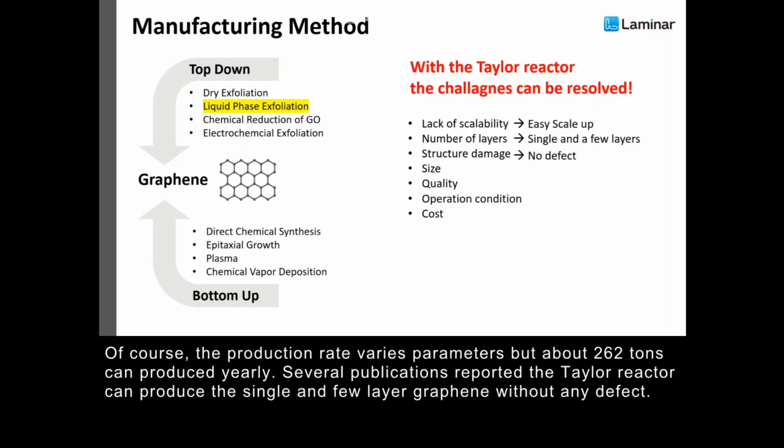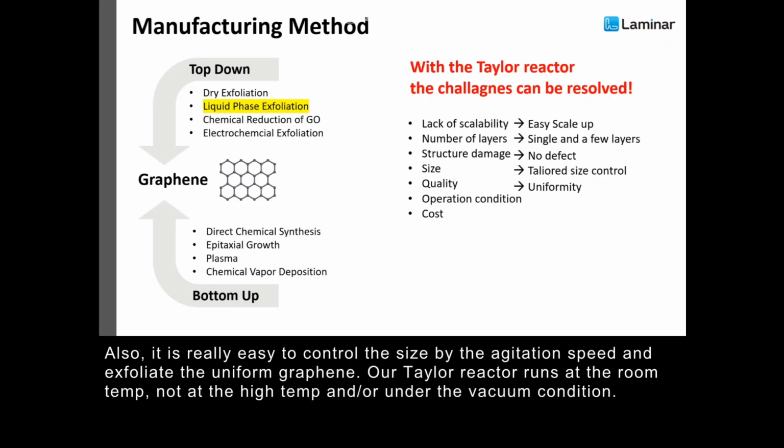Several publications reported the Taylor reactor can produce the single and few layer graphene without any defects. Also, it is easy to control the size by the agitation speed and exfoliate the uniform graphenes. Our Taylor reactor runs at the room temperature, not at the high temperature or under the vacuum condition.